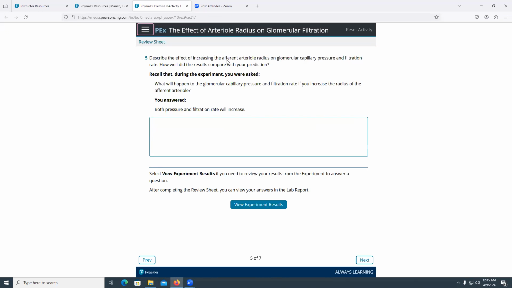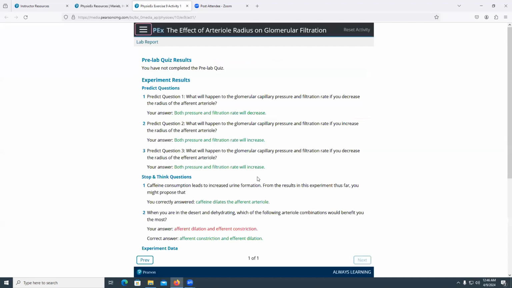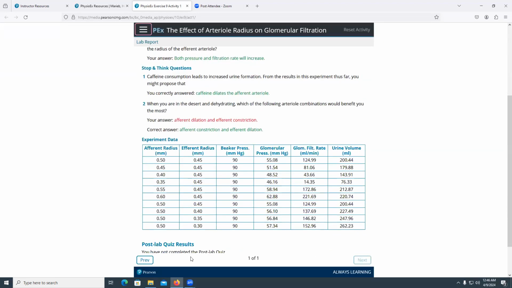Describe the effect of increasing afferent arteriole radius on glomerular capillary pressure and filtration rate. Yes, so the more I increase it, the more it will increase. Decreasing efferent, it has an inverse relationship. So if I decrease efferent, I will increase glomerular capillary pressure and filtration rate. Describe the effect of increasing the efferent radius. If I increase efferent radius, I decrease glomerular capillary pressure and filtration rate, since it has a negative or inverse relationship. Okay, and that will be all for today.